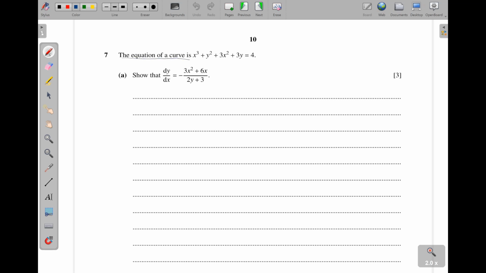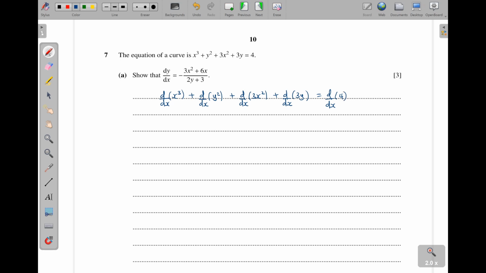The equation of the curve is given by this. Show that dy/dx is this one here. So we are going to differentiate everything with respect to x. So we have here the x cubed, then plus we differentiate this one with respect to x, then also this one here with respect to x, everything, to get the dy/dx. So we also put 3y here, and also this one with respect to x. This one is a constant, automatically would give us a 0.